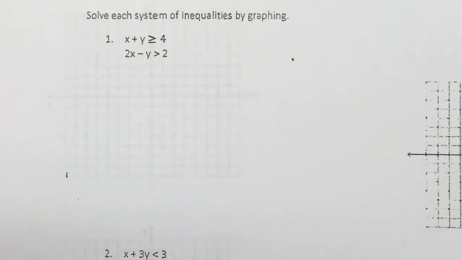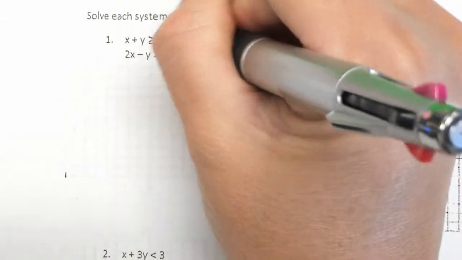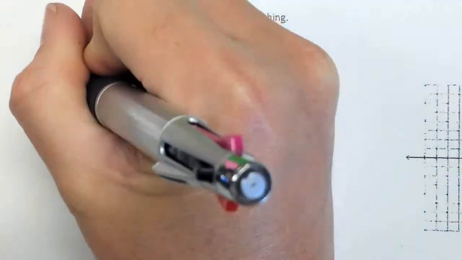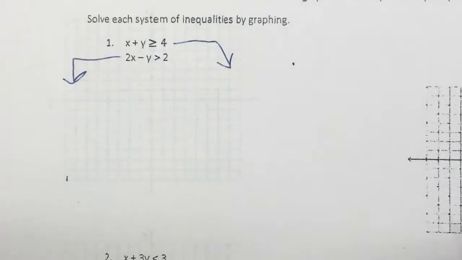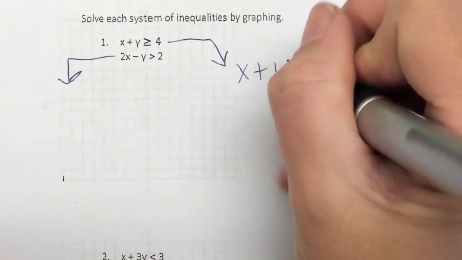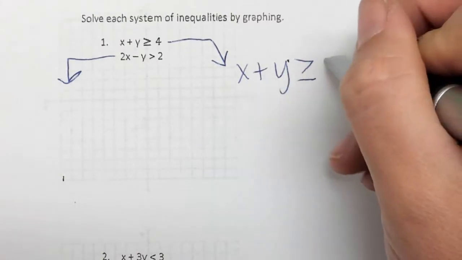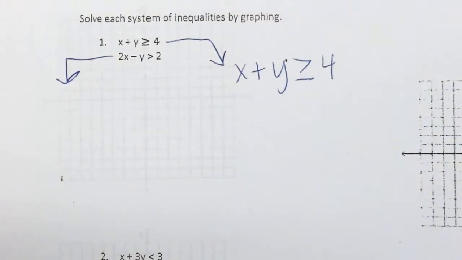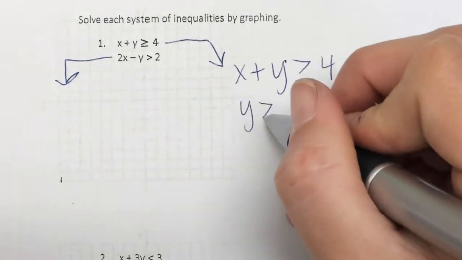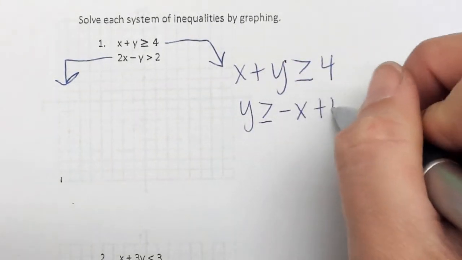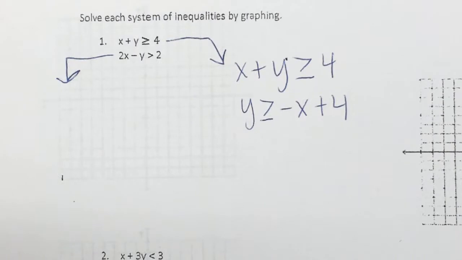Alright, what do we have to do first before we graph these 2 inequalities? Yes, put them in slope-intercept form. Alright, so let's start with this first one. How would I put this in slope-intercept form? Subtract x. Very good. Do I have to do anything else? So this is in slope-intercept form?